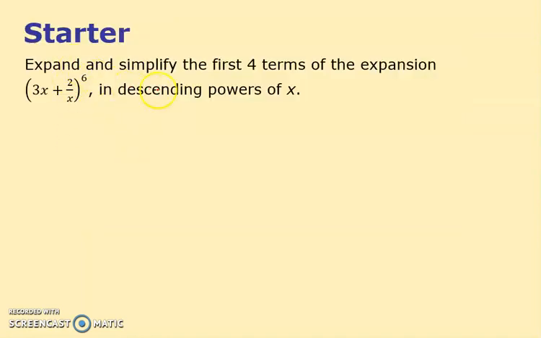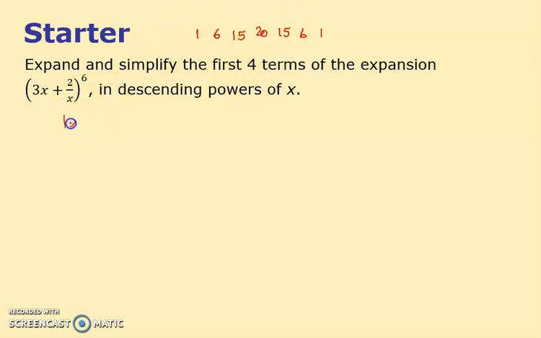So anyway, expand and simplify the first 4 terms of this expression. Now when it's to the power 6, we've seen before that if you draw out Pascal's triangle, the coefficients are 1, 6, 15, 20, 15, 6, 1. It says the first 4 terms, so let's go with that.